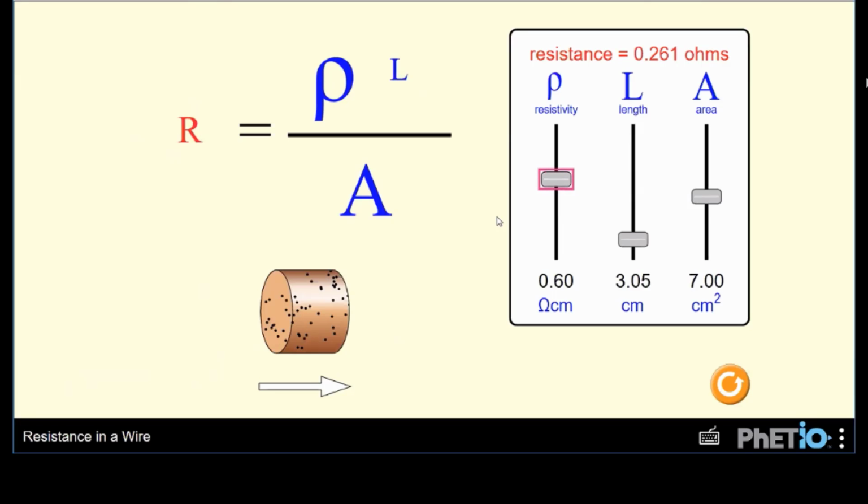0.60 ohm centimeters. As letter rho grows, letter R grows. Resistance now 0.261 ohms. 0.80 ohm centimeters. As letter rho grows, letter R grows. 0.60 ohm, 0.50 ohm centimeters. As letter rho shrinks, letter R shrinks. Resistance now 0.218 ohm.